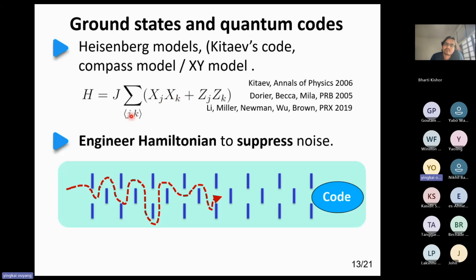So there's some motivation to put codes in the ground space, and the idea is that maybe if this Hamiltonian doesn't occur naturally, maybe you could engineer such a Hamiltonian in such a way that it can naturally suppress the noise. So if the Hamiltonian naturally suppresses the noise, and your code furthermore lives in the ground space of the Hamiltonian, then it's super cool.